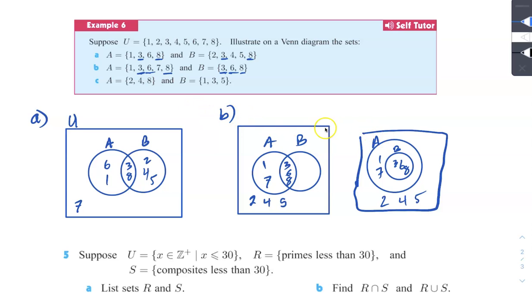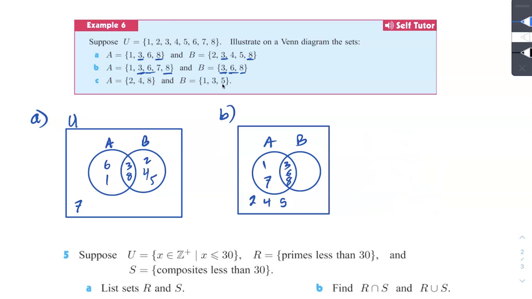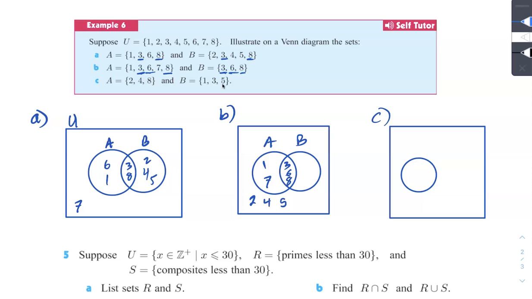And then if I was going to do C, 2, 4, 8, and 1, 3, 5, you can see right away they have nothing in common. They're just disjoint sets. So if I was going to do C, let me erase this one. That's the first one right there. If I was going to do C, it would be 2 disjoint sets.